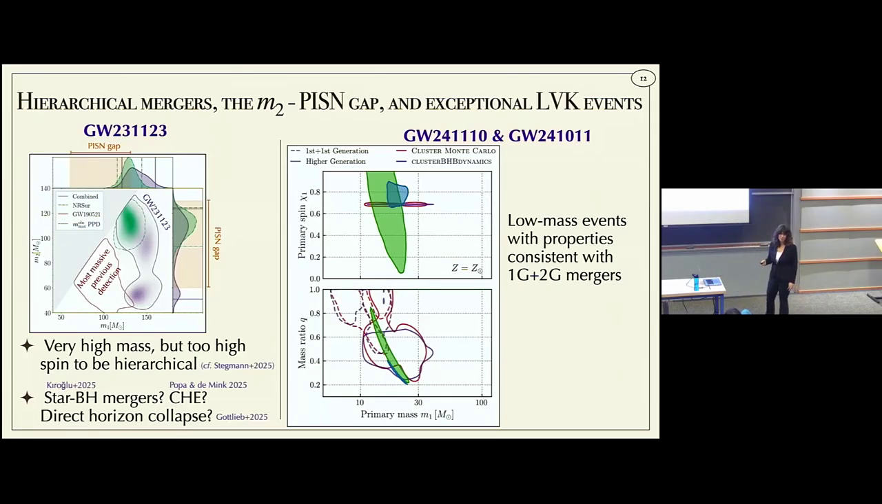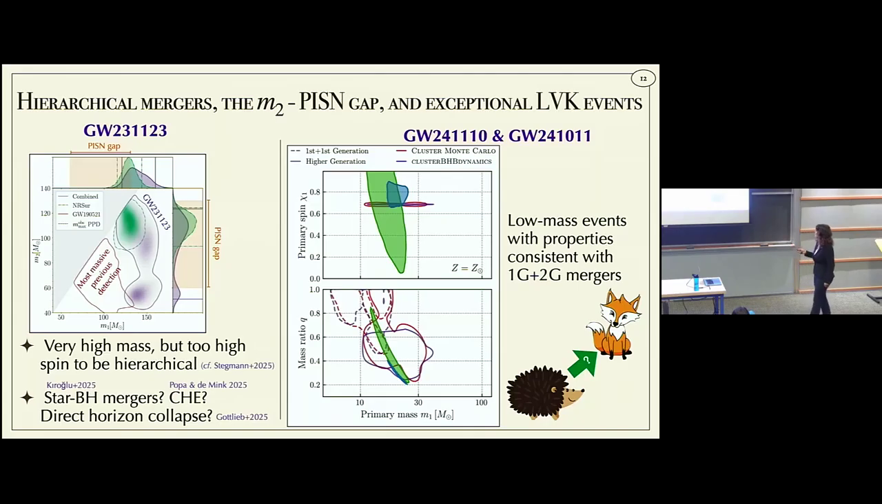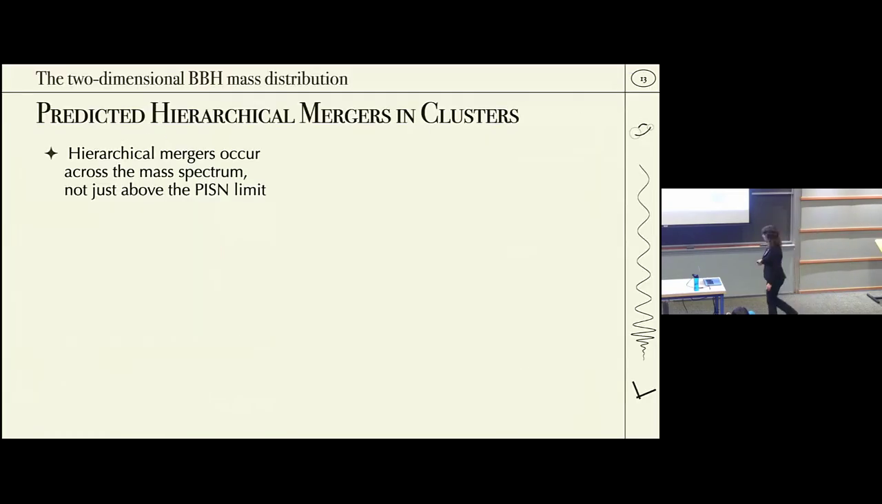So we want to look for evidence of this in the population. And inspired by Tom, I thought that if we were just looking at the individual events and trying to explain everything that way, we'd be more like hedgehogs. And I know we want to be more like foxes. So hopefully this is going in that direction. Motivated by this potential evidence for hierarchical mergers and the low mass potential hierarchical mergers, Aditya and I were inspired to look for these in the rest of the population.